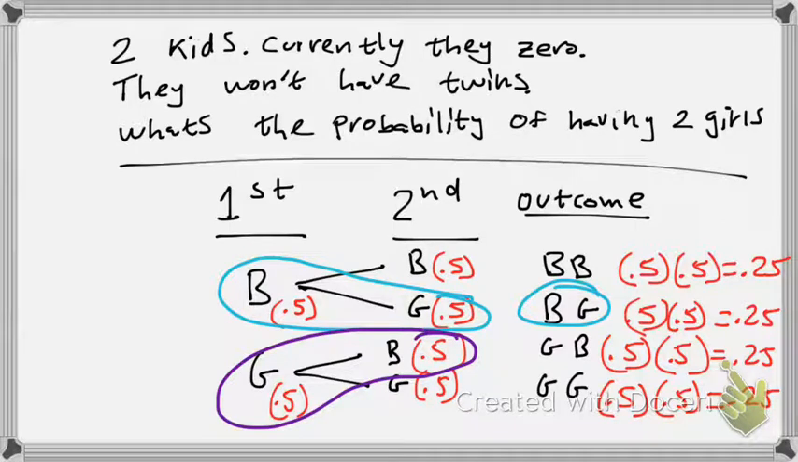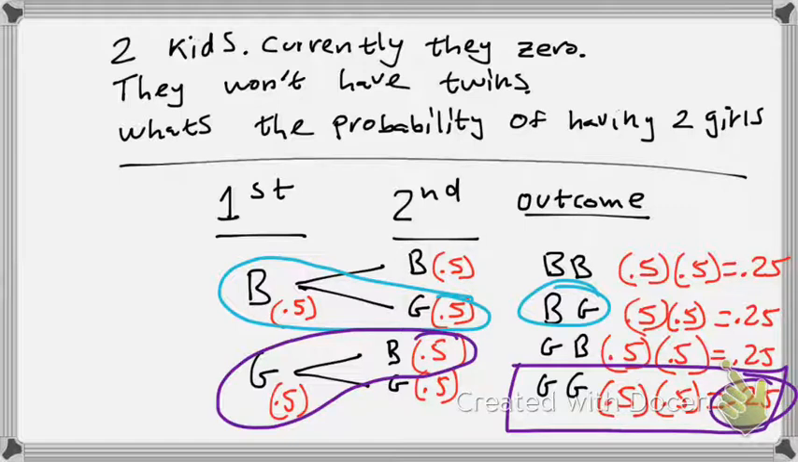So right here, now we can look back at the question. What's the probability of having two girls? There's 4 possible outcomes, right? Right there, 4. And only one of them comes up as having 2 girls, and that's that last one. And what's the probability? 0.25, right?